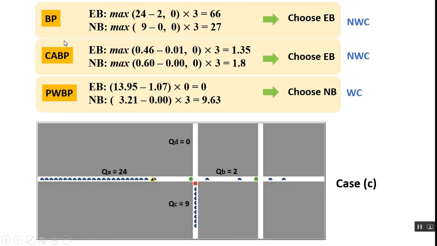But according to the calculation result, we can see that the back pressure and the capacity aware back pressure will both still choose the eastbound phase, while the PWBP will choose the northbound phase. So also we can conclude that only the position weighted back pressure is work conservative in this case C.